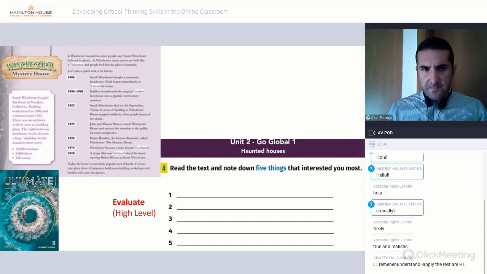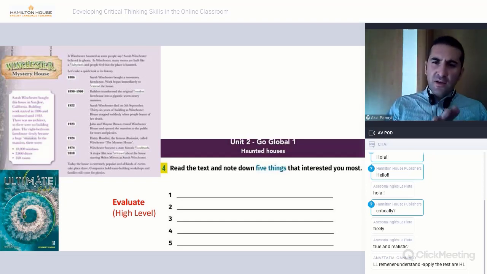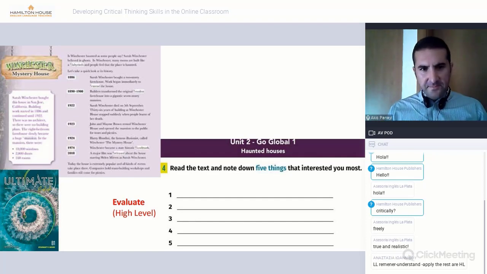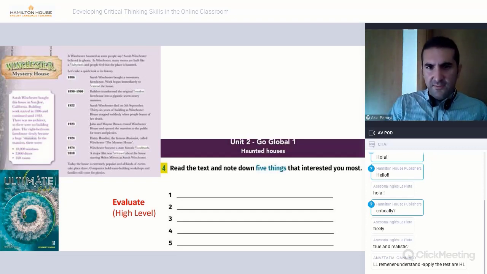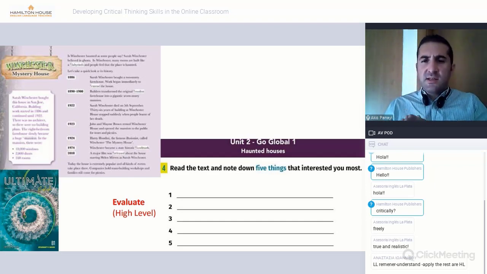Moving on, the next task, they read a text about haunted houses again. And look at what the instructions in exercise 4 say. Read the text and note down 5 things that interested you most. Now that's evaluation. Now we move on to higher level thinking, where they evaluate the information to decide the 5 things that interested them. And of course, as teachers, we can add more questions to that and ask students to reason about their choices. Yes, say why and why not.